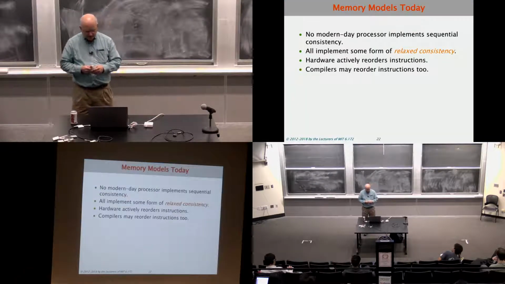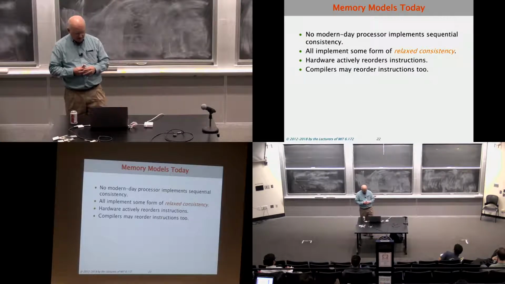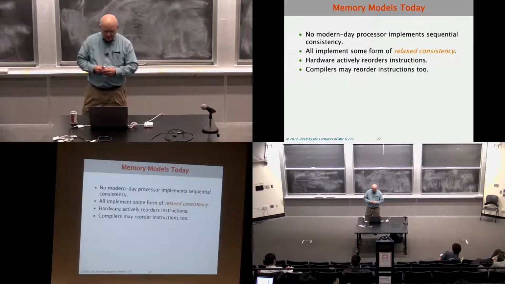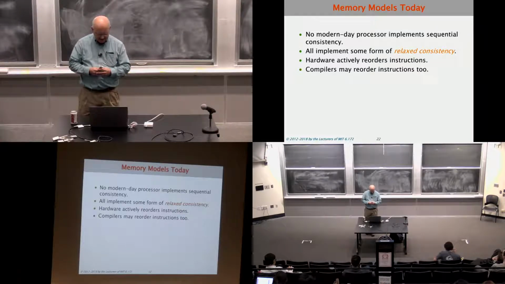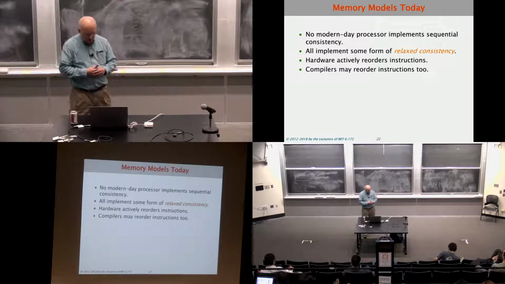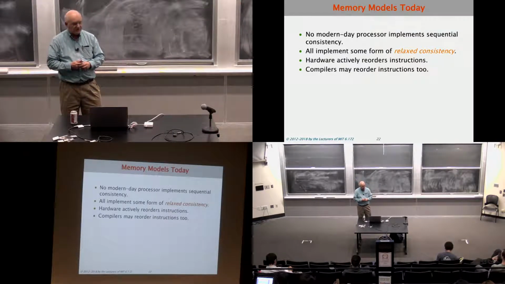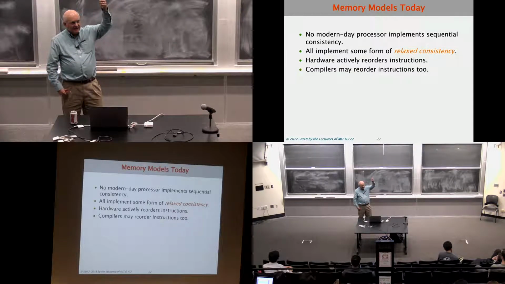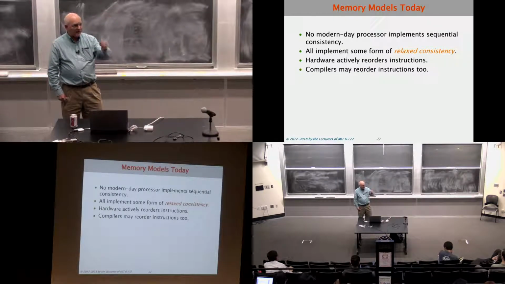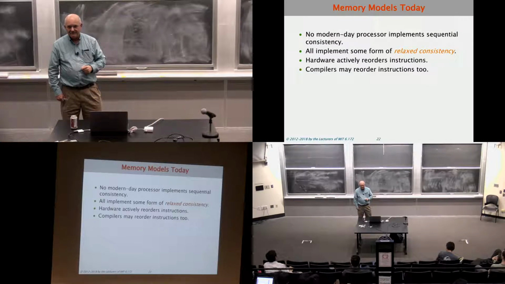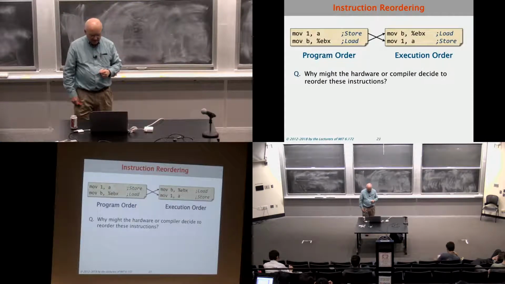So today, no modern-day processor implements sequential consistency. They all implement some form of relaxed consistency. And in this context, hardware actively reorders instructions, and compilers may reorder instructions too. And that leads you not to have the property that the order of instructions that you specified in a processor is the same as the order that they get executed in. So you say do A and then B, the computer does B and then A. Okay? So let's see instruction reordering.